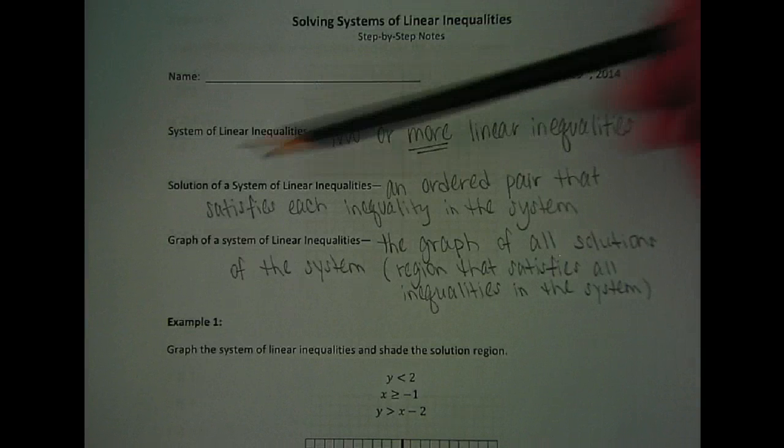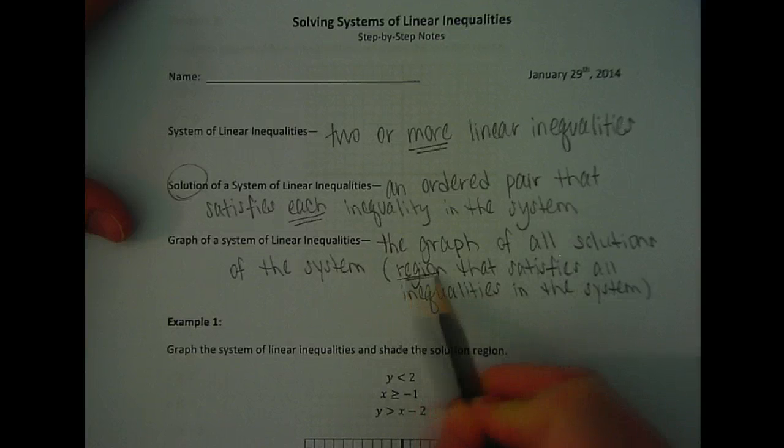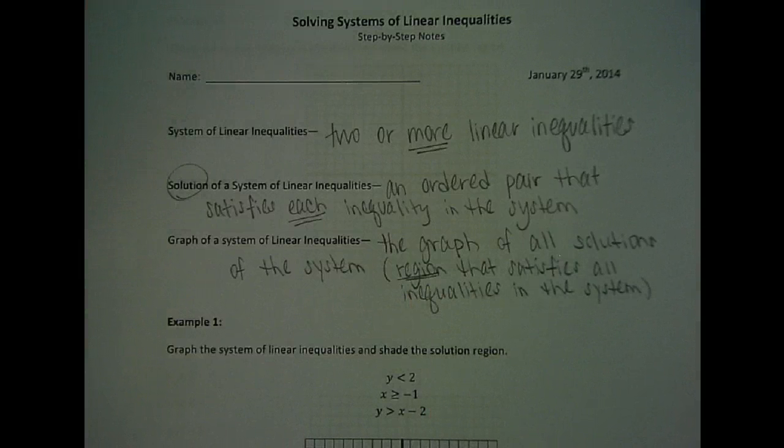When we talk about a solution of a system of linear inequalities, solution being the key word here, we're talking about an ordered pair that satisfies each inequality in the system. That's the same as what we were used to with linear equations. You're looking for that one point that satisfies both equations. In this case, you're going to see by the graph of a system of linear inequalities that there is a region in which multiple points can satisfy all of the inequalities.